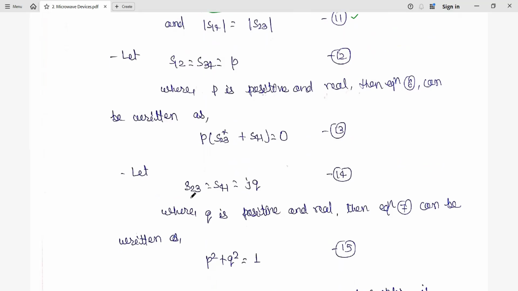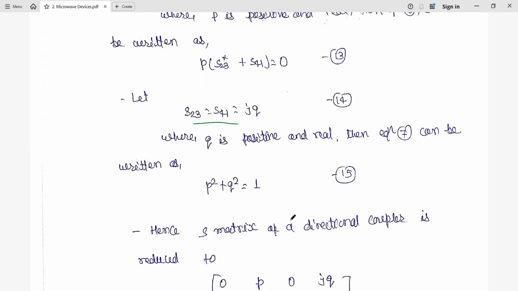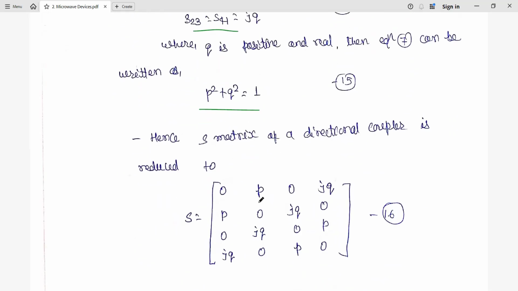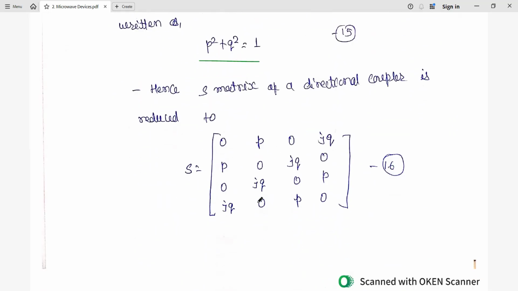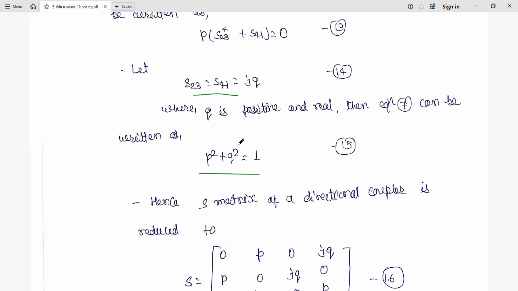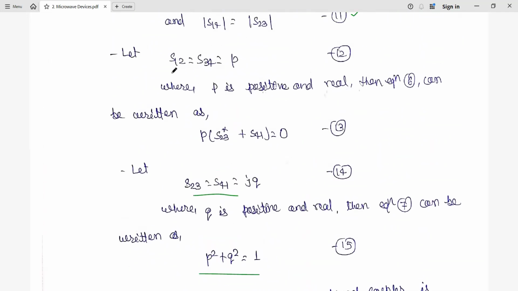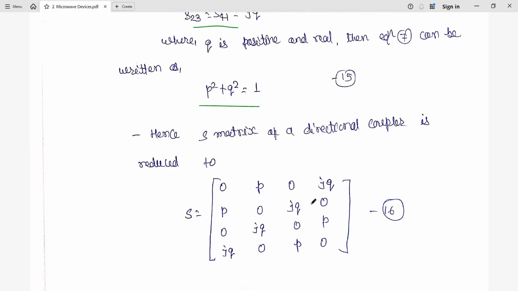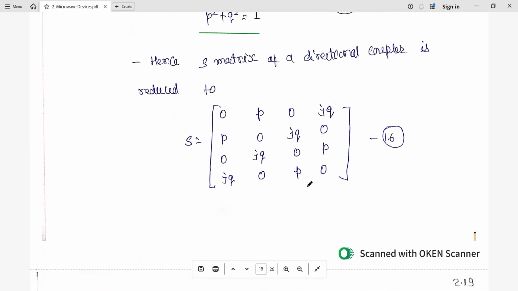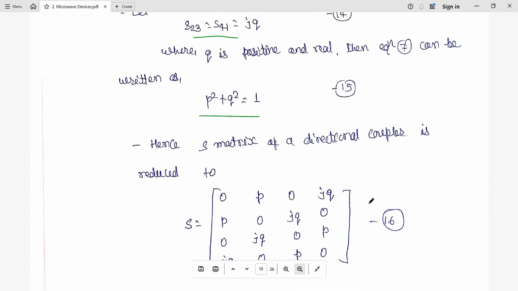Again, if we consider S23 equal to S41 equal to JQ, that is equation 14, and Q is positive and real. P was also positive and real, and Q is also positive and real. Then equation 7 becomes P square plus Q square equal to 1. So this is the final S matrix of the directional coupler where these values are replaced: S12 and S34 are replaced by P, and S23 and S41 are replaced by JQ. Equation 16 is the final S matrix of the directional coupler.